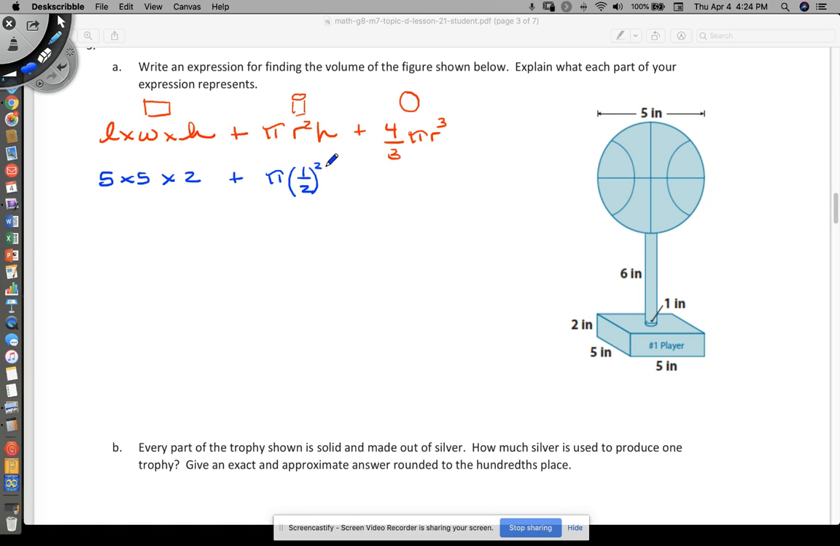squared times 6. And the reason it's half is because if you notice down here, this 1 goes all the way across, and that's the diameter. So half of 1 is half. Now for the ball, we have 4/3 pi times the radius, and the radius is half of this 5, so that's going to be 2.5 cubed. So that's the answer they want for A. And now we're going to go down and start solving this out.